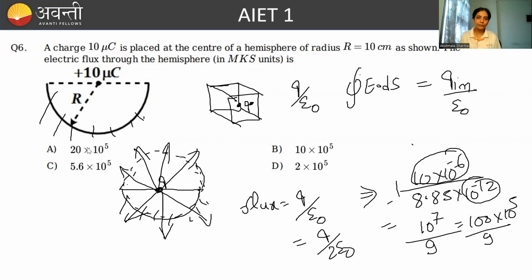right? And we have to halve it. Sorry, I did not halve it, I had only written Q by epsilon naught. So this into 2, 100 by 18, so it will come as something like 5.5 into 10 to the power 5. Okay, so 5.6 into 10 to the power 5 near about. Done. So that is the answer we are going to get.